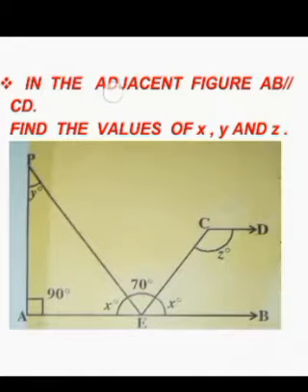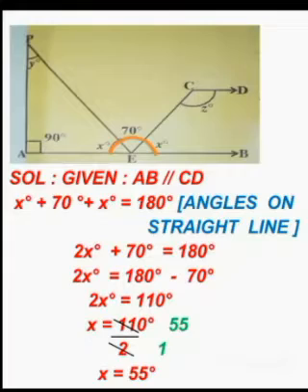In the adjacent figure, AB is parallel to CD. Find the values of x, y and z. So what they have given in the question, children, line AB is parallel to line CD. Okay. So we have to find out the values of x, y and z. So let us move to the solution, children. What they have given: line AB is parallel to line CD.